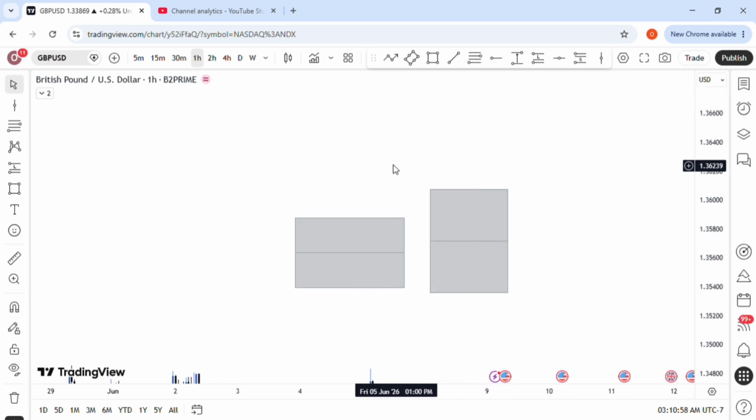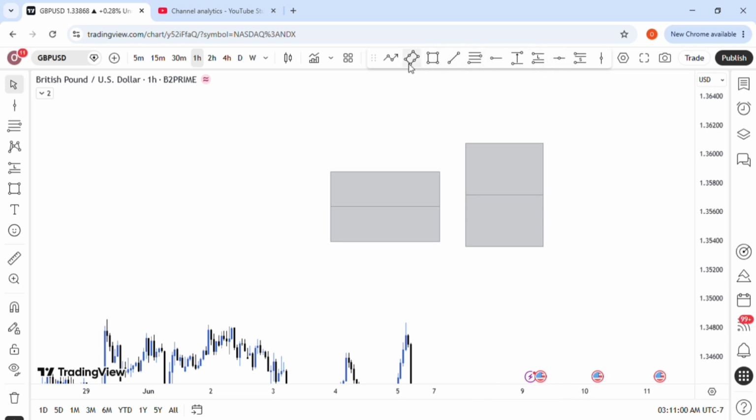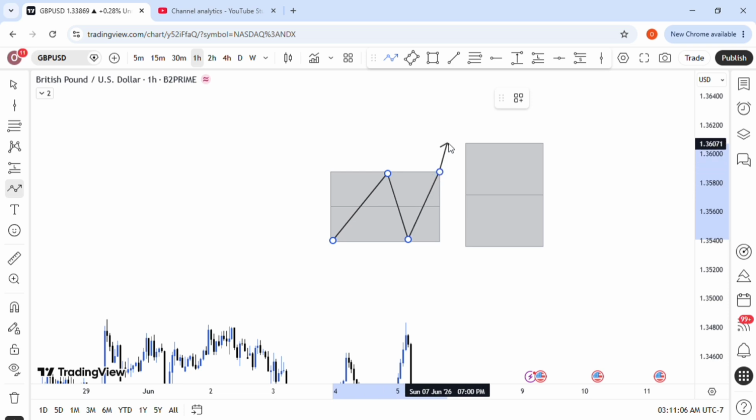Now, this has already become a pattern in the market that at the beginning of this pre-London section, which means this gap in between here, price is likely to sweep below or sweep above.